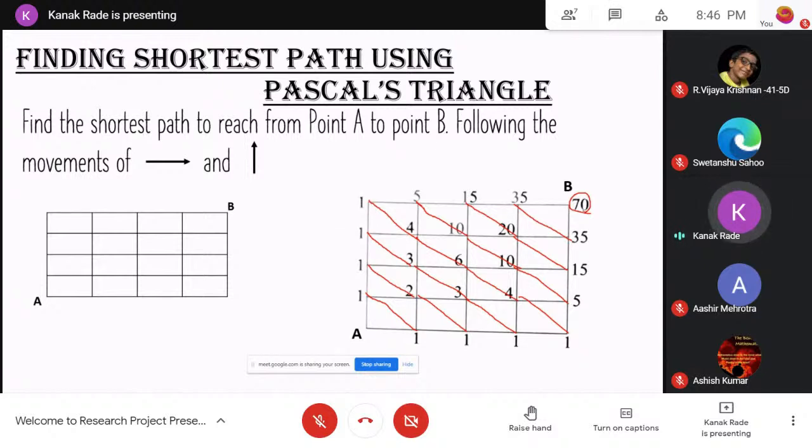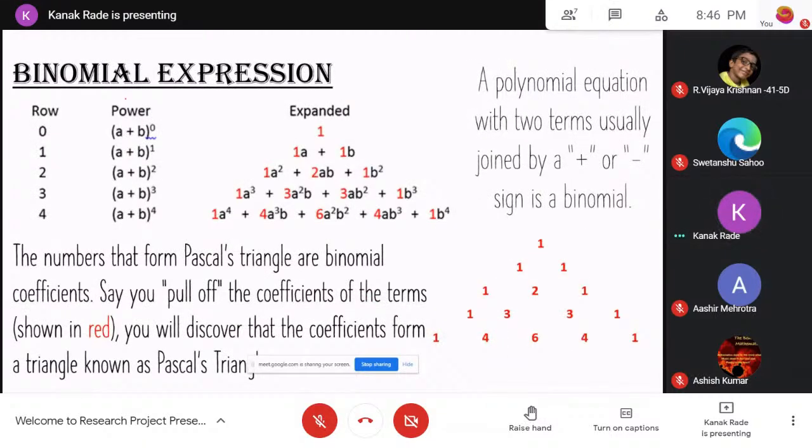There are many variations while doing these type of sums. Like you have to not cross a certain point or you have to only go through a point. Binomial expression. A polynomial equation with 2 terms usually joined by a plus or minus sign is a binomial, like a plus b or a square plus b square. The numbers that form Pascal's triangle are binomial coefficients. Say you pull out the coefficients of the terms shown in red. You will discover that the coefficients form a triangle known as Pascal's triangle.